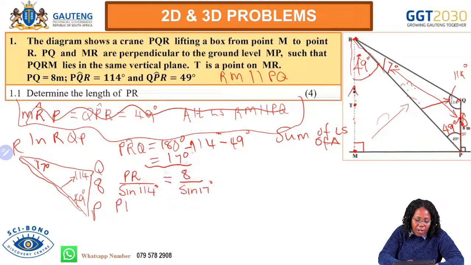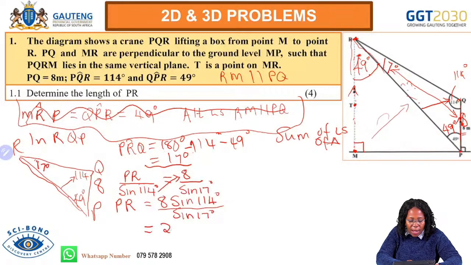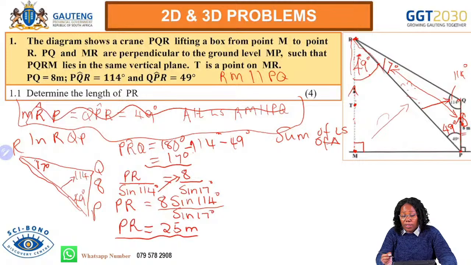So now to find PR, we are going to cross multiply sine 114 to 8. When you cross that, it will be 8 times sine 114 degrees all over the sine of 17 degrees. Into your calculator, grade 12, straight to the answer. This will be 25 meters. The PR is equal to 25 meters. So that is the best way that you can use to find this particular side PR. Okay, moving on to the next question.